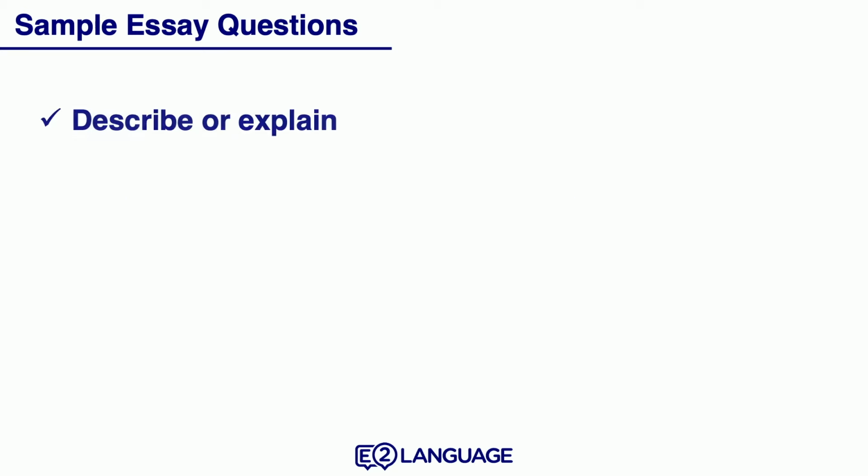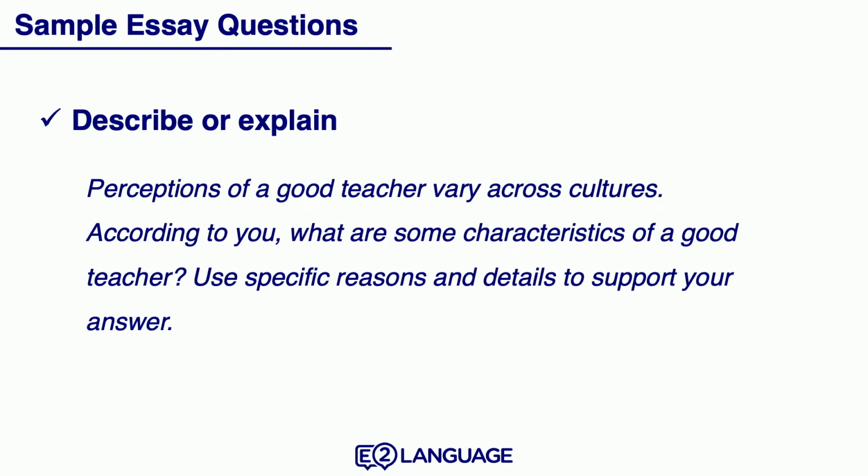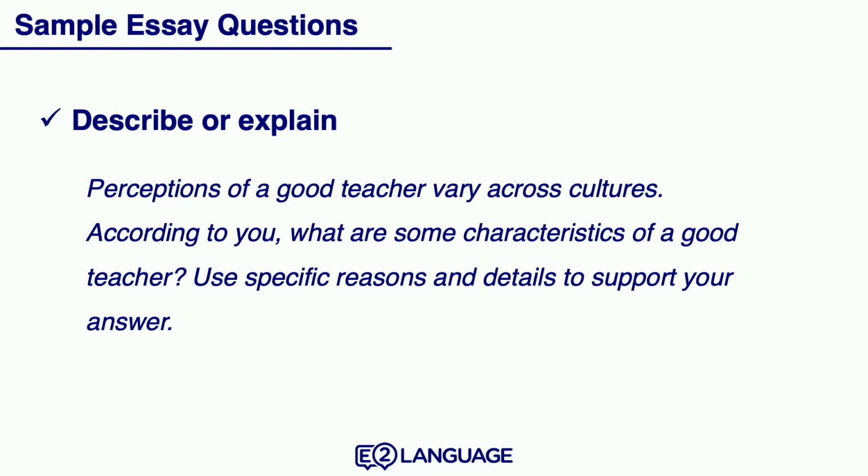Now, the third type of question is to describe or explain. Now, think back to high school. This kind of question is probably something you wrote when you were in high school. Here's an example. Perceptions of a good teacher vary across cultures. Now, this type of question usually starts with a kind of background statement like that before getting into the question. According to you, what are some characteristics of a good teacher? Okay, so that's the question to you. Basically, describe a good teacher and use specific reasons and details to support your answer. So that's it. There are three possibilities: opinion, preference, or describe, explain.